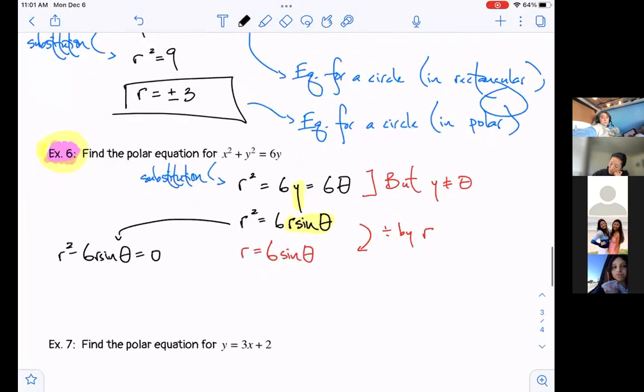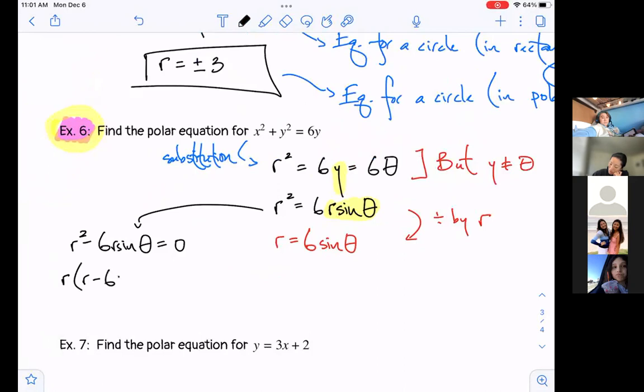Maybe if we keep writing what Ian has suggested, factor out the r. What do we do from here? I know this process is sort of on autopilot for some of us, but I want us to know why the thing in the red is incorrect. So let's focus on just this piece for a moment. How do we solve for r? Set the factors equal to 0, okay? So we get r equals 0 and r minus 6 sine theta equals 0.